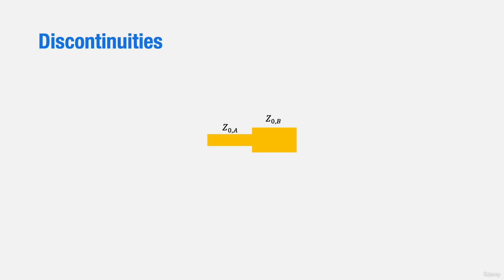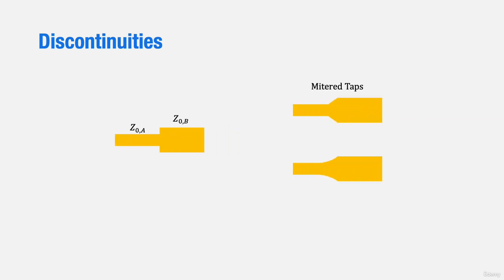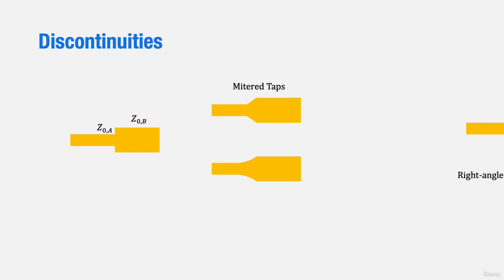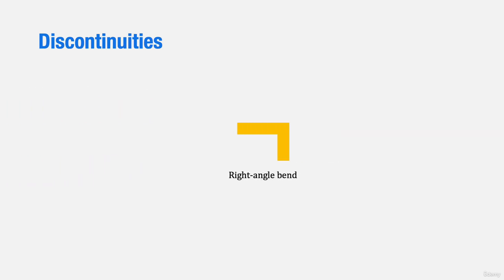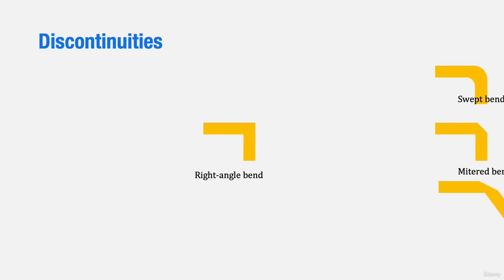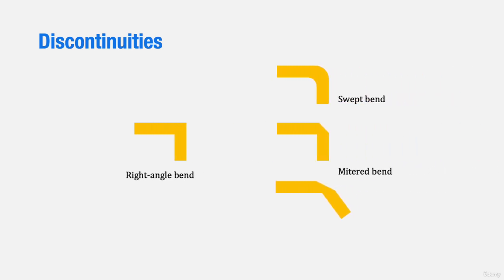We can use the miter taps to alleviate the reflection. Another common case of reflection is a right angle bend. In this case, we can use the swept bend or miter bend to reduce the reflection.